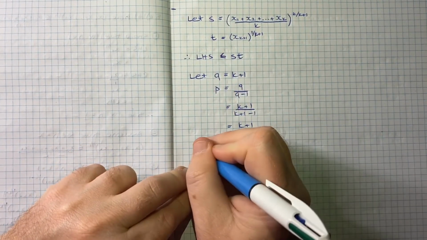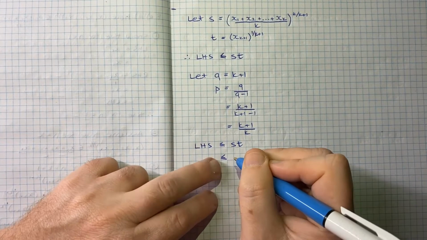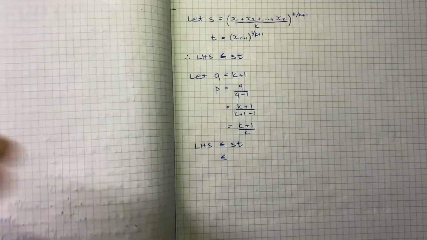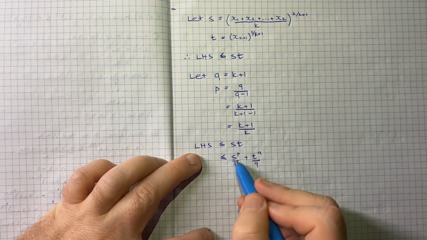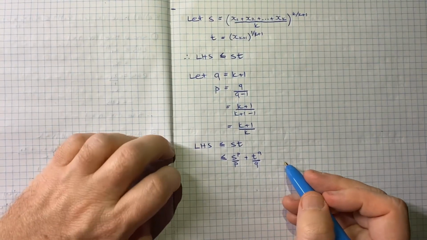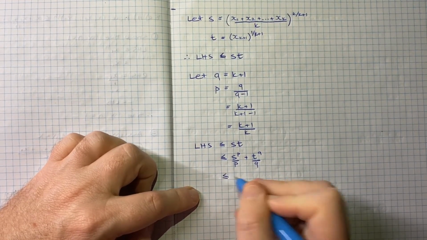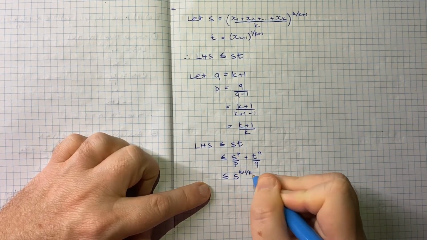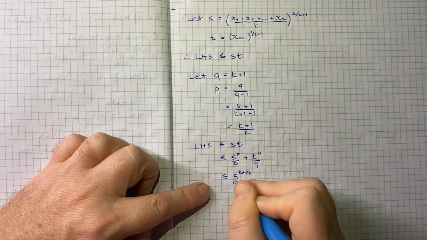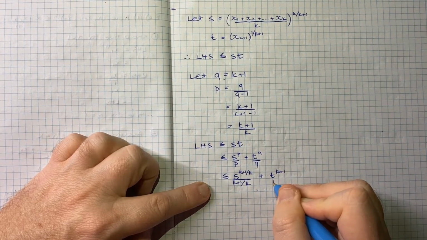Now, coming back to our inequality, we know that the left-hand side is less than or equal to ST, and we know ST is itself less than or equal to, make sure I get this right, S to the P on P plus T to the Q on Q. Because if the left-hand side is less than this and this is less than this, then this inequality will also hold true. So let's insert our P's and Q's and see what we get. It's going to be less than or equal to S to the power of k plus 1 on k, because that's what we got for P, divided by k plus 1 on k, plus T to the Q, so T to the k plus 1 divided by k plus 1.